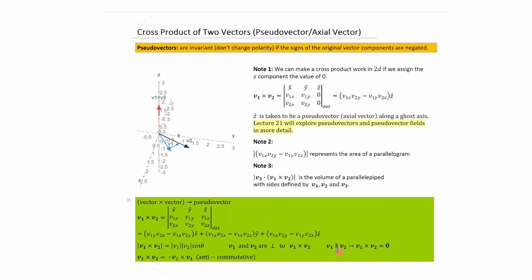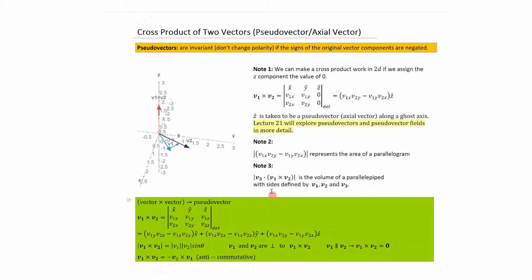Lastly, if v1 is parallel to v2, that means the angle between the two is 0, then v1 cross v2 is equal to 0. Now, if you flip the order, from v1, v2 to v2, v1, then these two are related to each other by a change in sign. So this has an anti-commutative property.